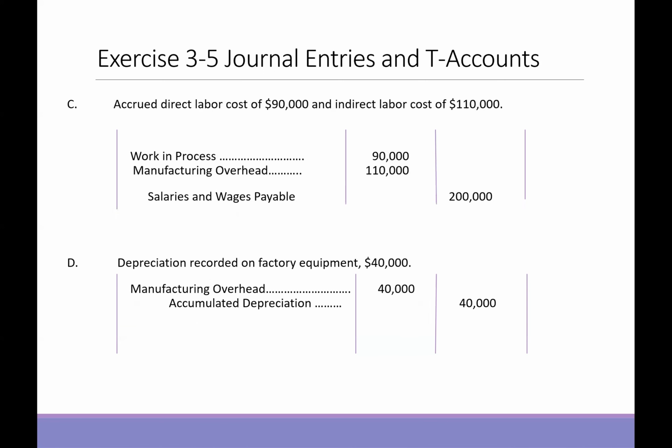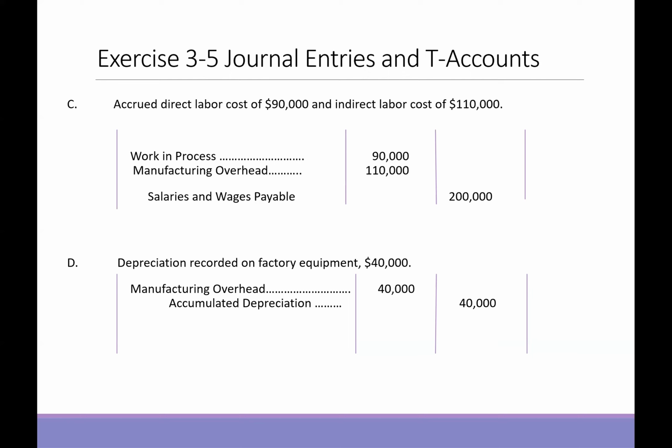Then we have accrued direct labor and indirect labor. Our direct labor goes into work in process. Our indirect labor goes into manufacturing overhead. And we credit our salaries and wages payable because it tells us that we've accrued these direct labor costs. If it said we paid the direct labor costs, it would be cash.